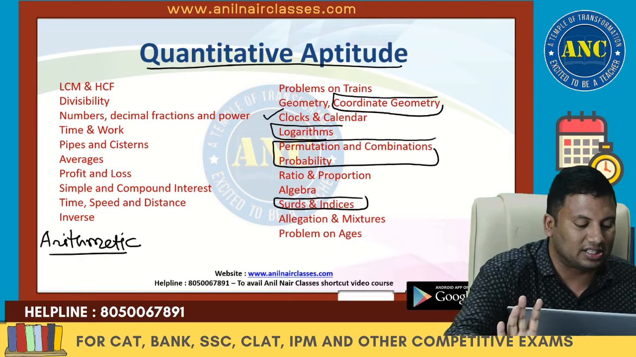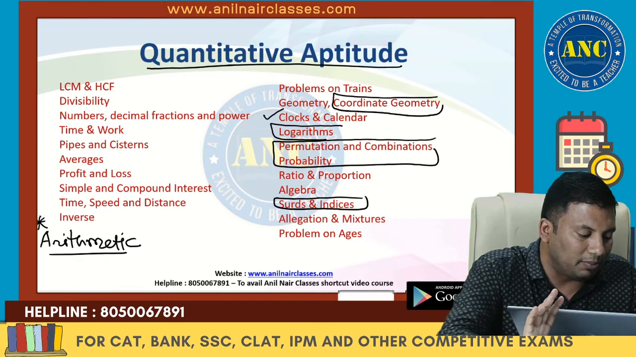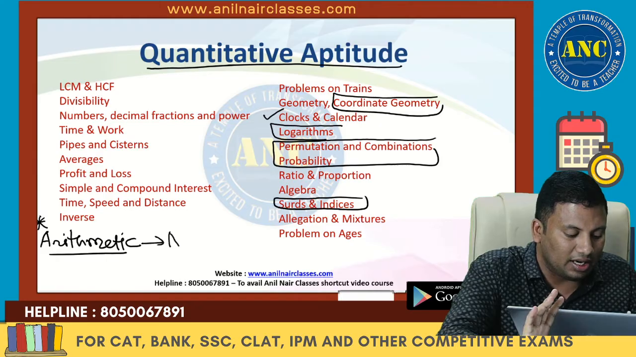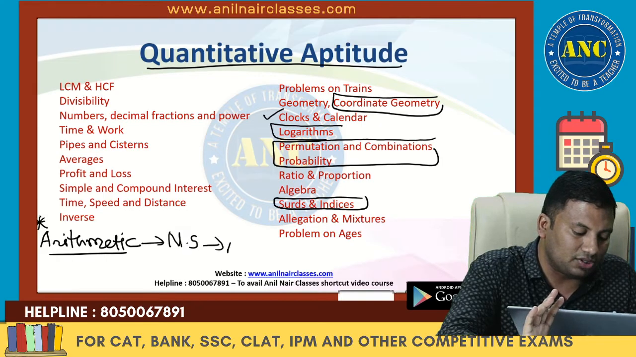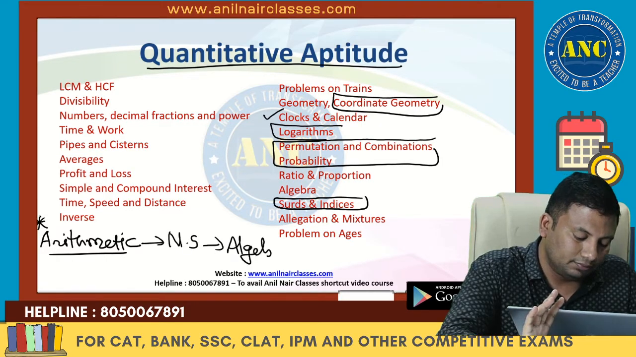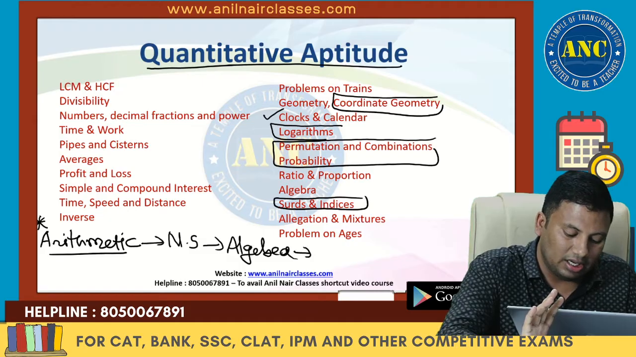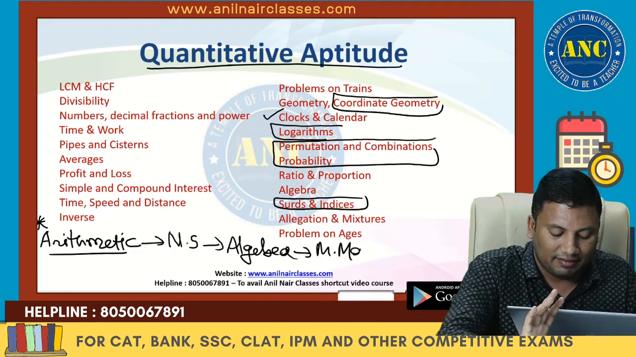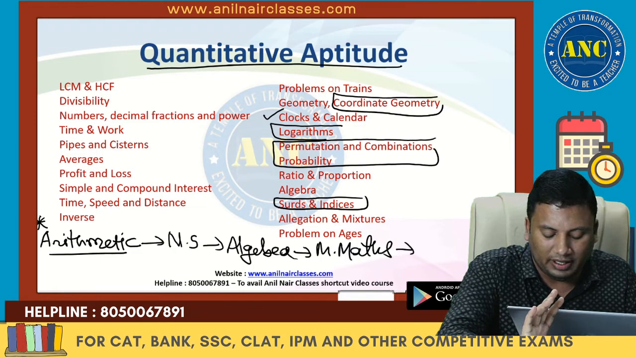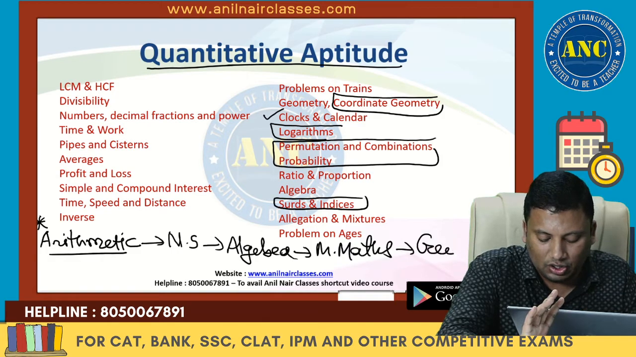I hope it is clear. Arithmetic, the most dominating section. Then comes the number system. Then comes the algebra. Then comes the modern maths. Finally, area related, perimeter related, shape related, geometry.